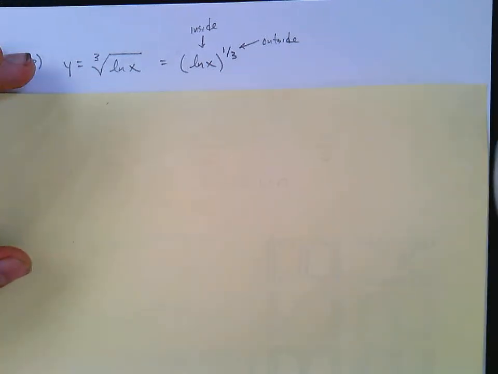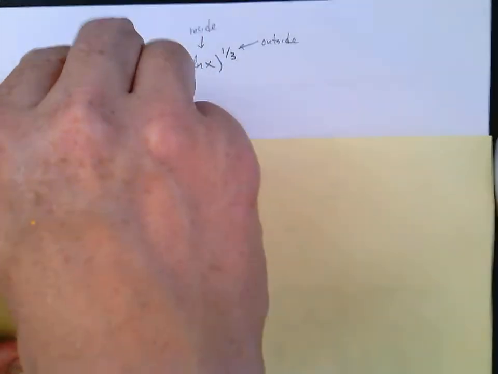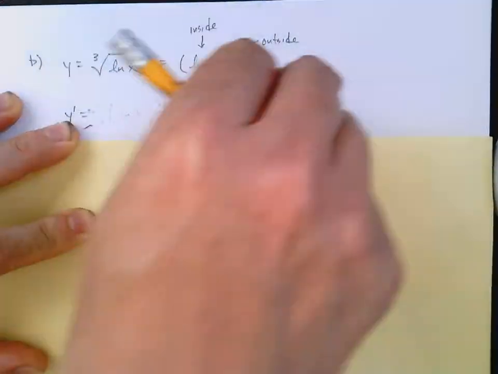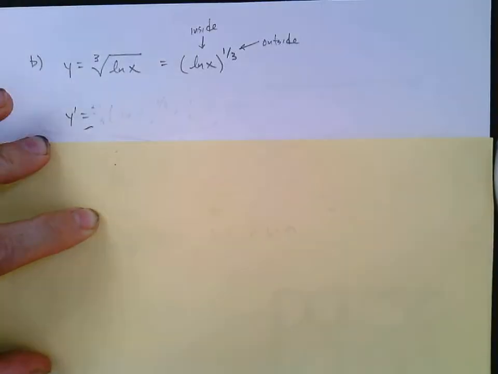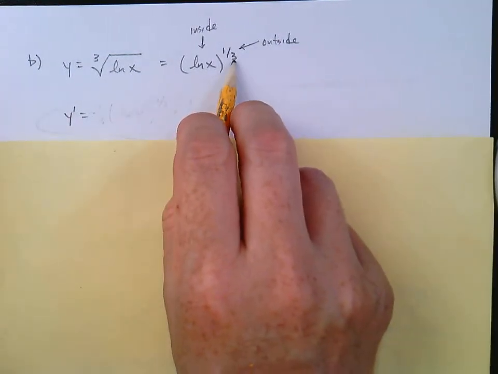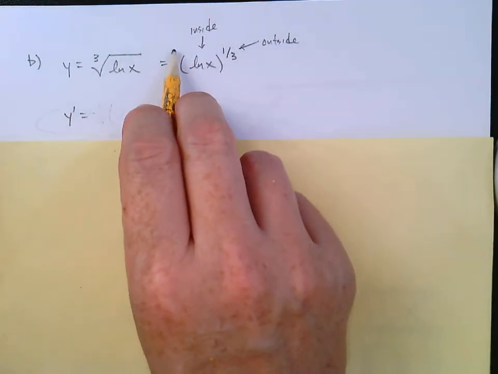But okay, how's this derivative going to work? I'm actually going to erase what I've got here, so we can talk through it each step. Okay, so we think derivative of the outside, so that means the 1/3 comes down.